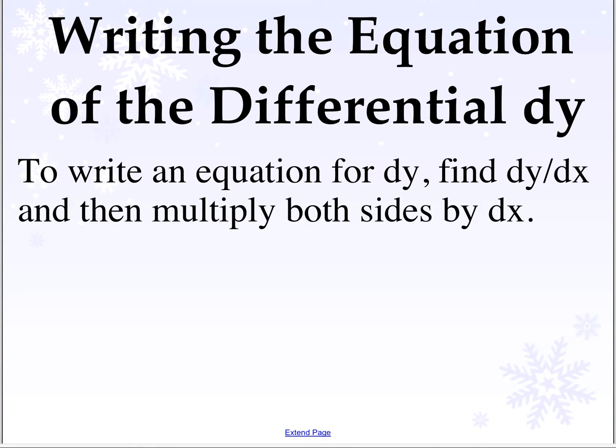The part that's new for section 5.2 is writing equations of differentials. We are going to write an equation for dy, and it's very, very simple. It's something that we've been doing the entire time. The only thing is now we're going to get away from dy/dx and write it as a dy equation. To do that, you just find your dy/dx equation and then multiply both sides by dx.